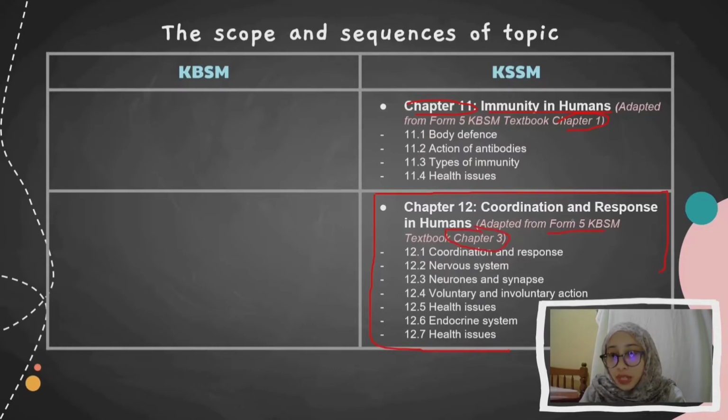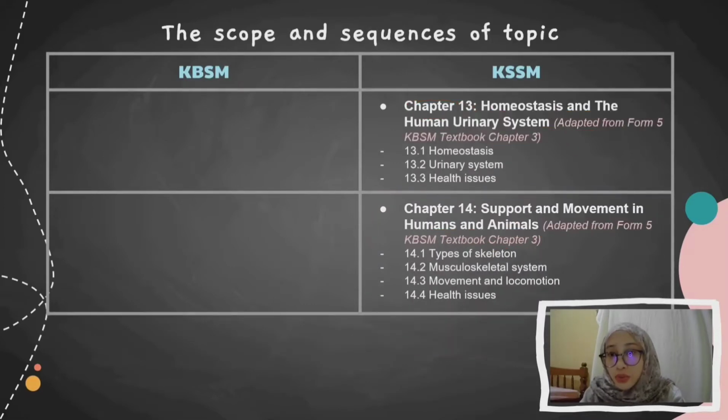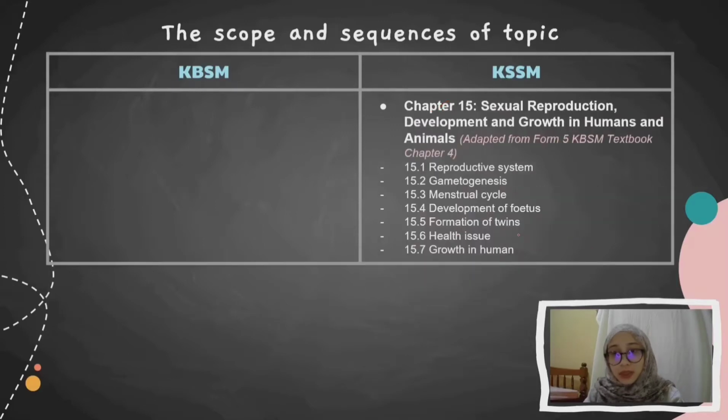It is about coordination and response in humans, and also adapted from the same chapter, chapter 3, which is transferred to chapter 13 and chapter 14. Okay, chapter 13 is called homeostasis and the human urinary system. And chapter 14 is about support and movement in humans and animals.